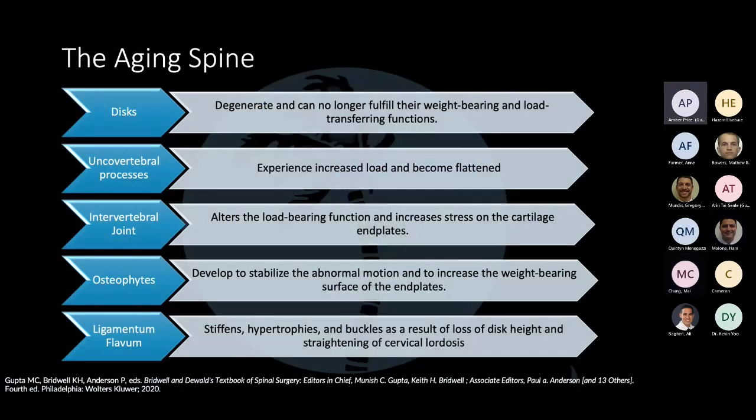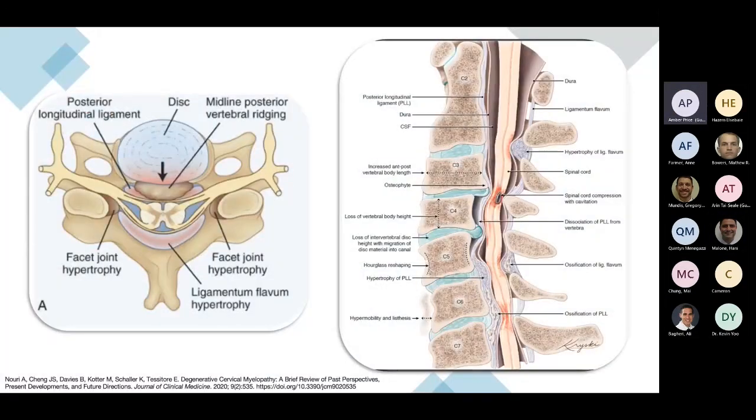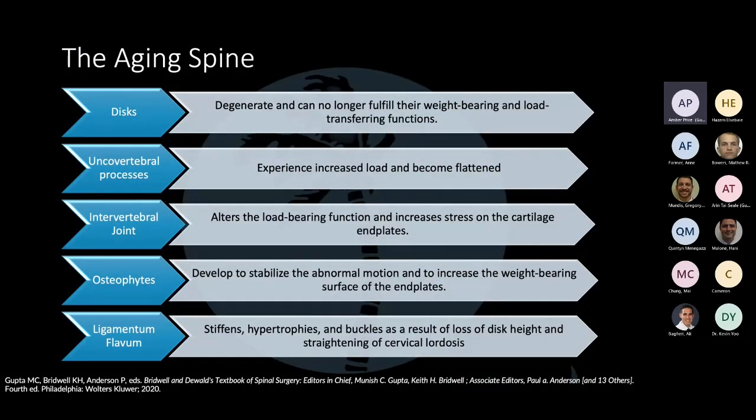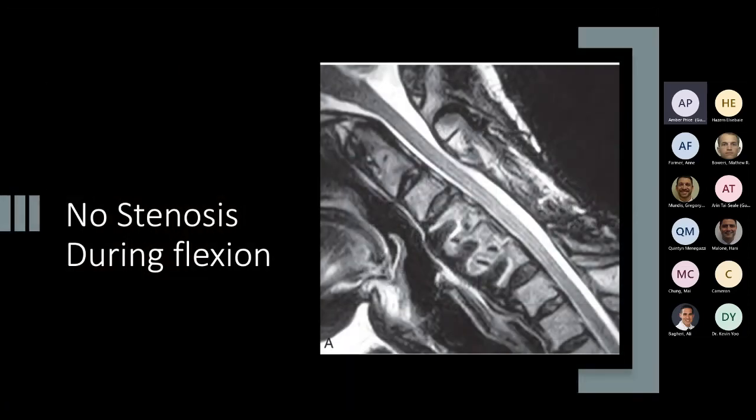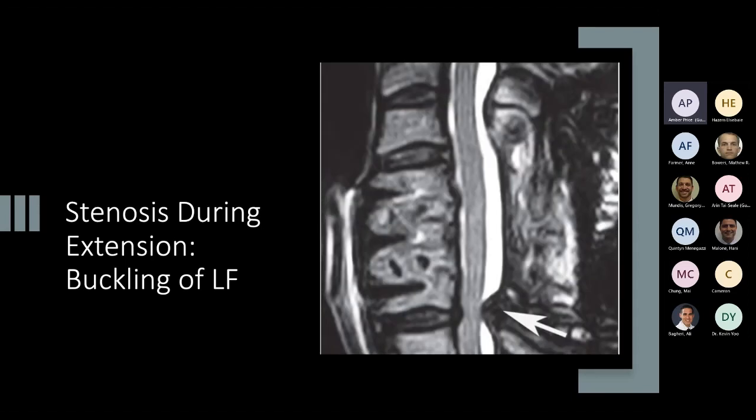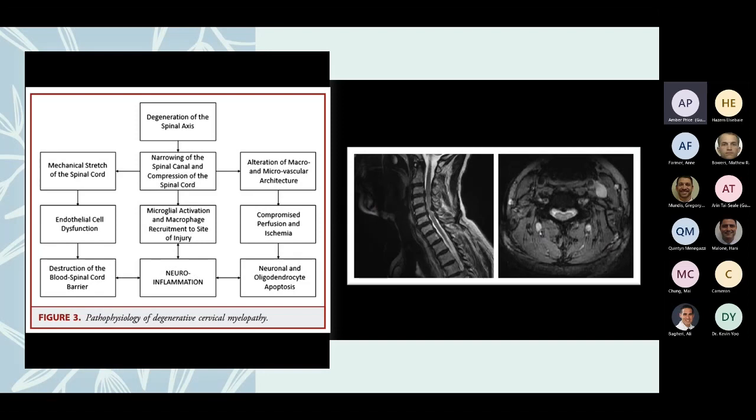I'm sorry. Well, anyway, so this is the degenerative changes slide. This is the aging process of the spine. These are the dynamic factors contributing to it. And then here are the stenosis MRIs, which are pretty impressive. So again, no stenosis during flexion. And then with extension, you see significant buckling of the ligamentum flavum and cord compression.